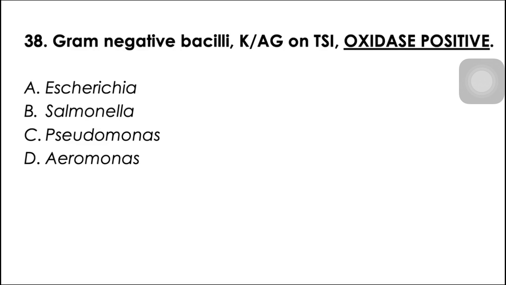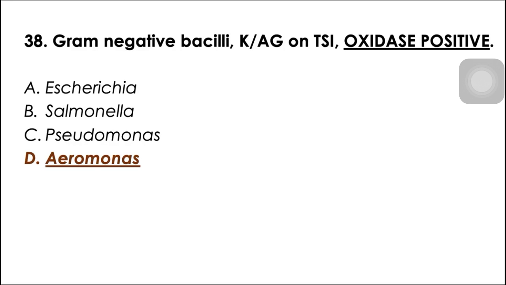But between Pseudomonas at saka Aeromonas naman po, Pseudomonas is known as a non-fermenter. So that would be K over K because this one is a non-glucose fermenter. While Aeromonas, on the other hand, is oxidase positive and is known to be a glucose fermenter. So the answer here is letter D, Aeromonas.